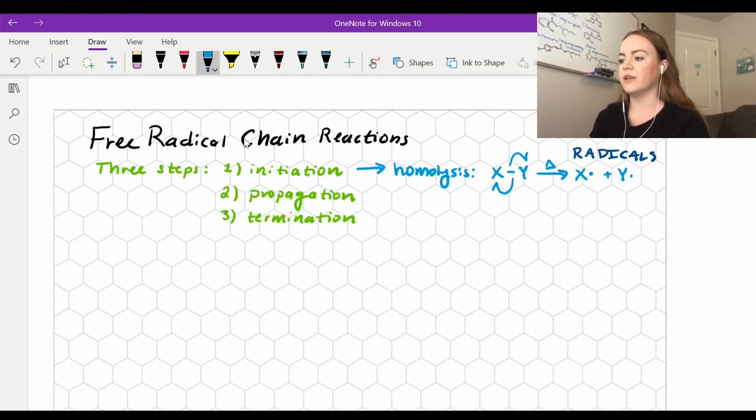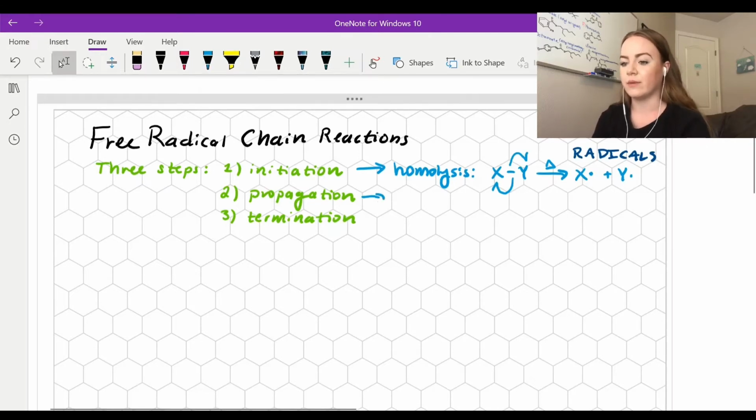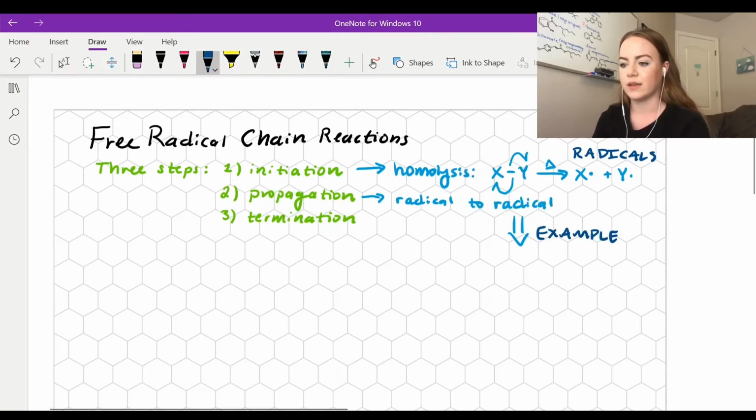So now that we've gone over initiation, let's dive into propagation. The second stage of a chain reaction is propagation, which is a series of 2 or more steps that generate a product and regenerate a radical. So this can be a continuous process. Let's go over an example together.